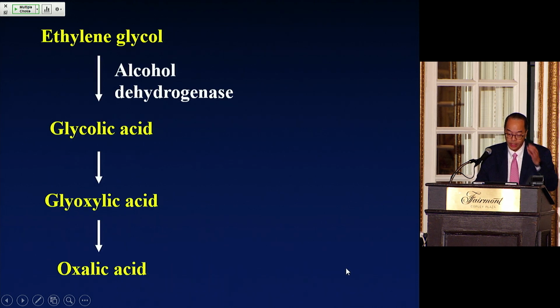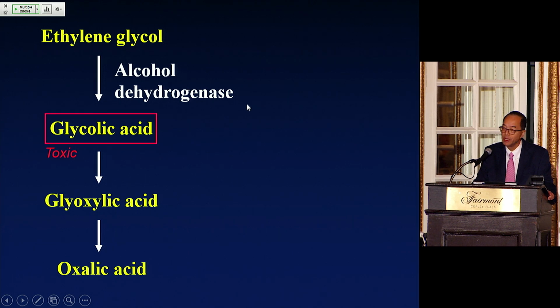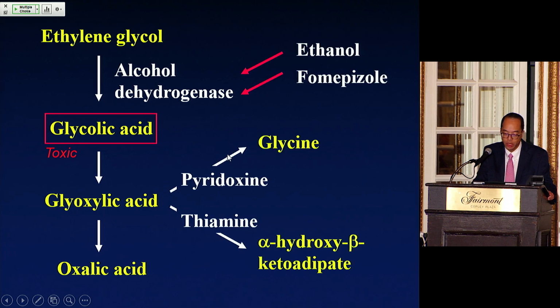So remember that ethylene glycol itself is what causes the osmolar gap. It's a small molecule, uncharged, so it generates a large increase in osmolality. But it's the metabolites that are toxic to the tissues. The metabolites are formed by the action of alcohol dehydrogenase, the same enzyme that metabolizes ethanol, and glycolic acid is probably the most toxic.